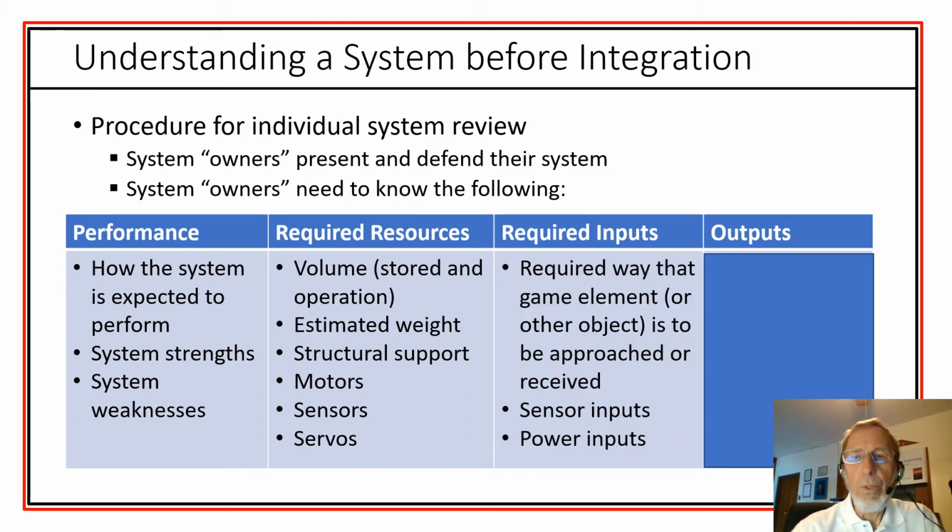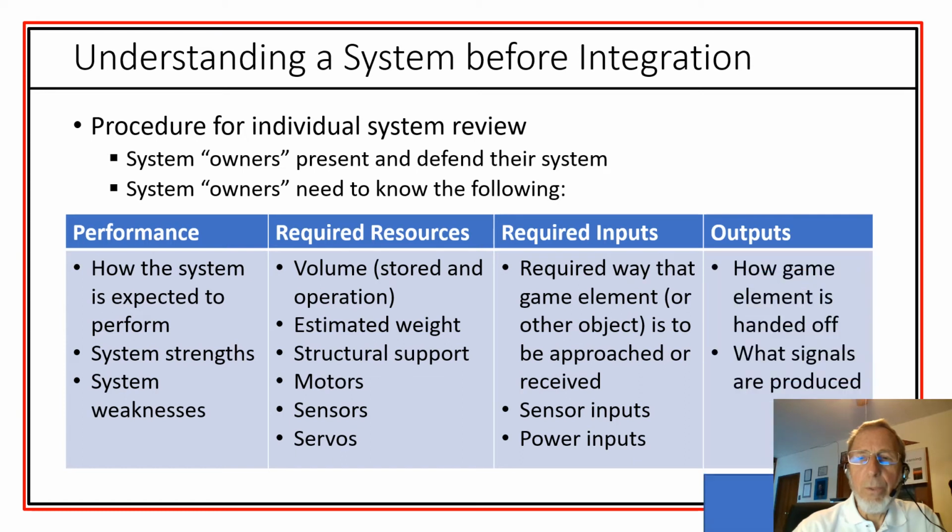Also, they need to know what are the inputs, what's required for it to perform as intended. So for a ring handling system, there is a necessary orientation or positioning in order for the game elements to be approached or received. So they need to understand what is that orientation or way in which the game elements must be approached. They need to understand what are the sensor inputs that are going to drive it, what power inputs will enable it to perform its functions.